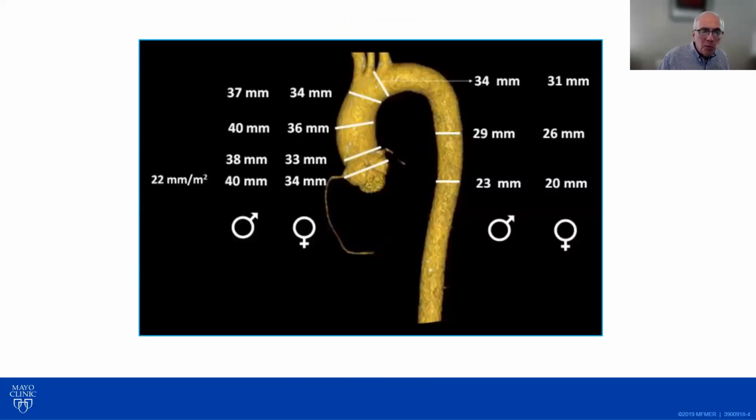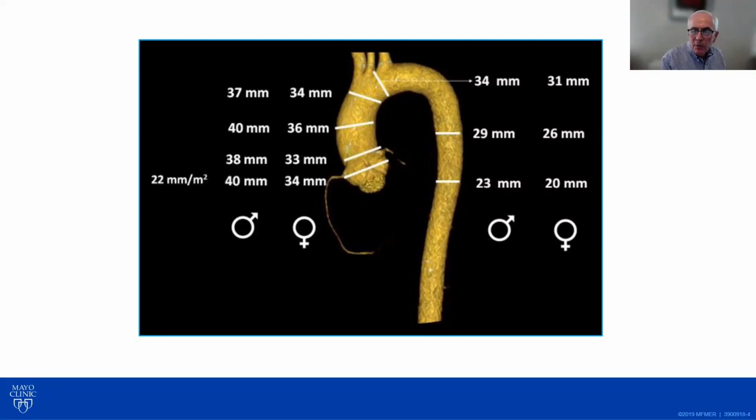Now, there are normal values for the size of each aortic segment, and these are derived from studying many normal individuals, both men and women. And there are tables of normal aortic sizes by age, sex, and body surface area.